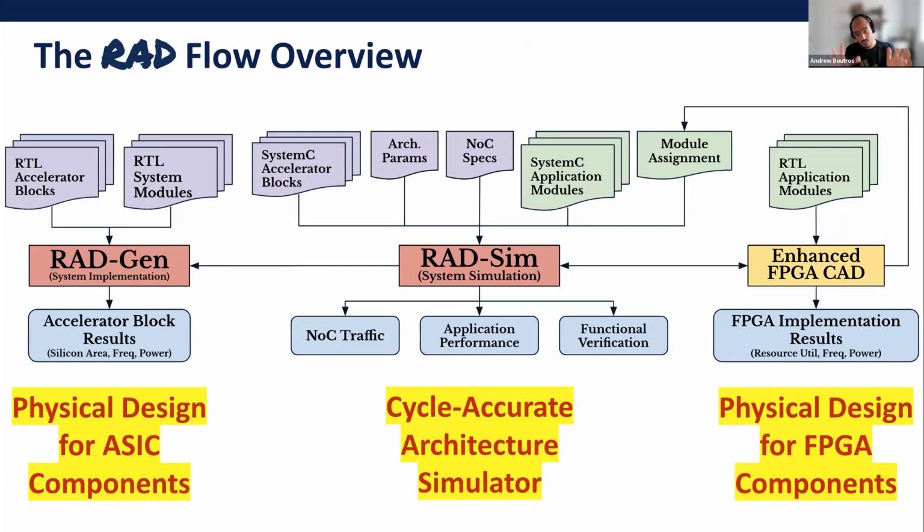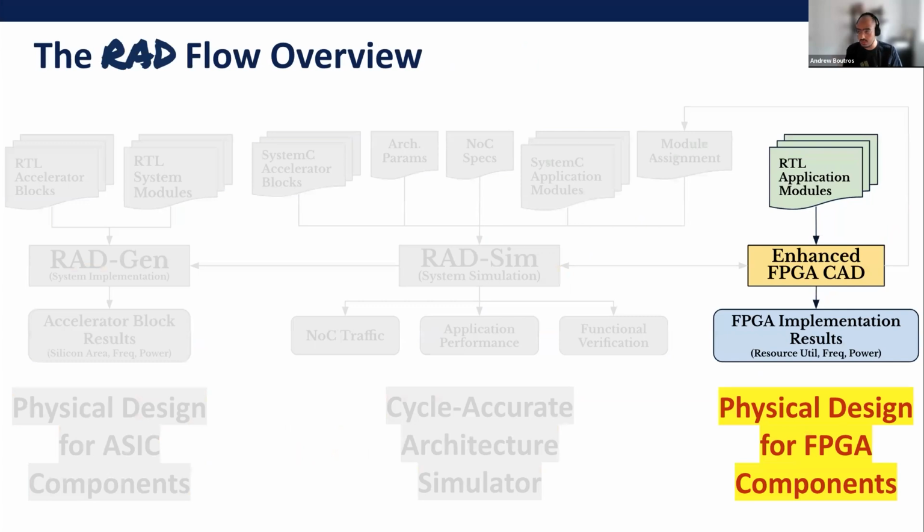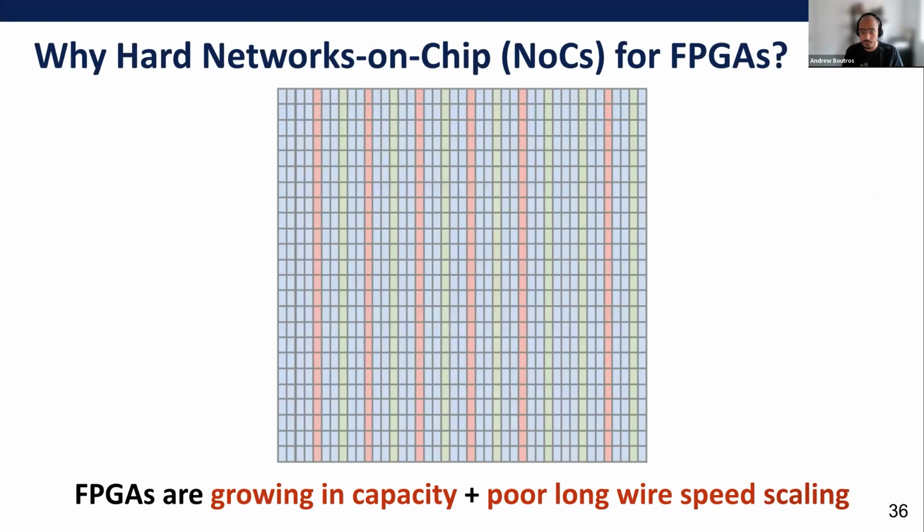Okay, so this was the middle RAD-Sim component. Now let's move to the physical design component for the FPGA blocks that you have in your system. So this is the good old VPR that we know about, which does placement and routing. But then, as I mentioned, there's an additional component in the system that needs to be introduced, which is the NoC. So to start, let me quickly tell you why hard NoCs in FPGAs is a good idea.